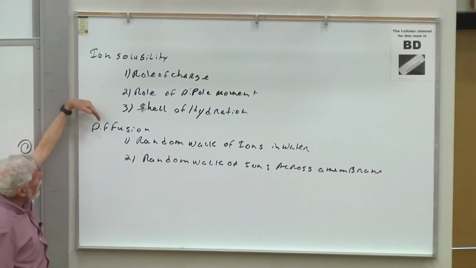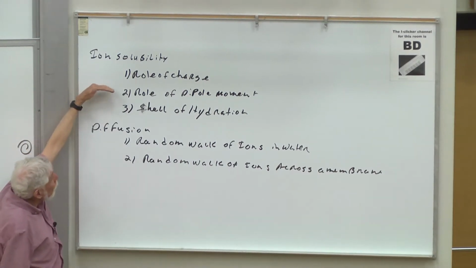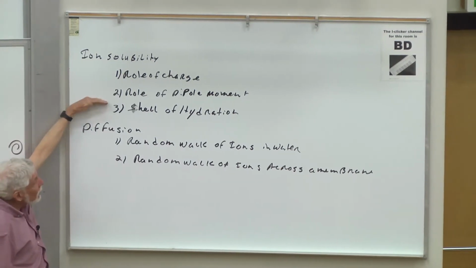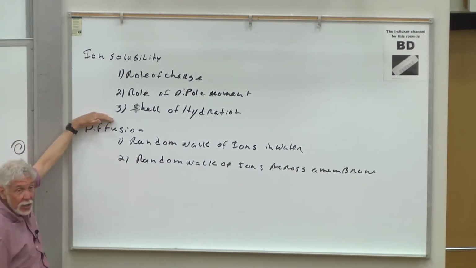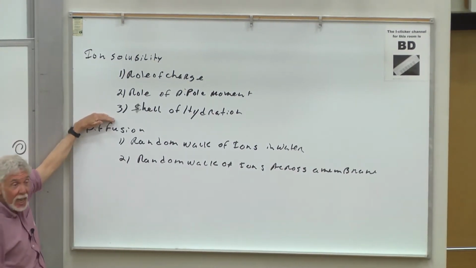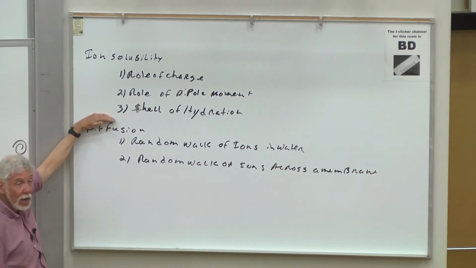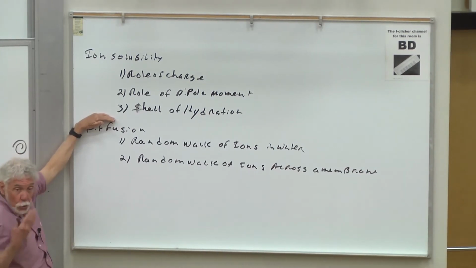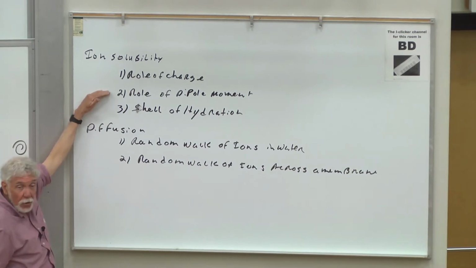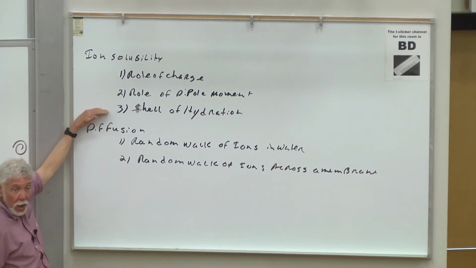Now, when we think about this, first we'll talk about the role of charge. We'll talk about the role of the dipole moment in water. We'll talk about something known as the shell of hydration. That means each of these ions will be surrounded by a sphere of water molecules oriented to either the negative anion or the positive cation.